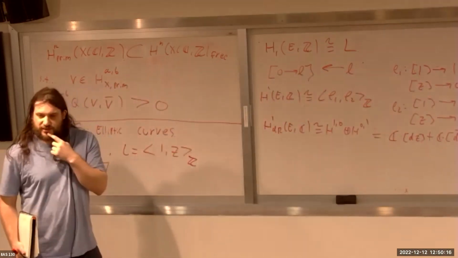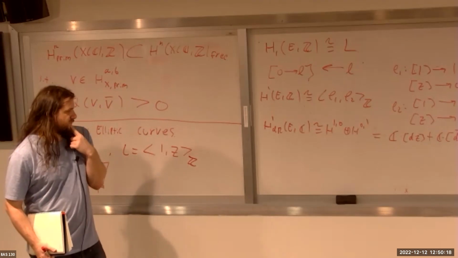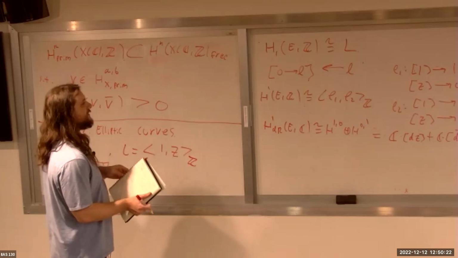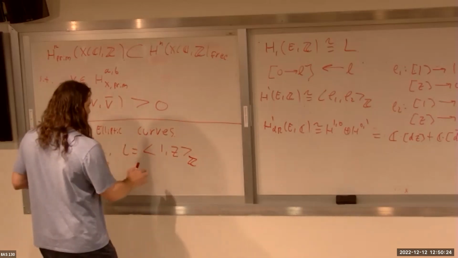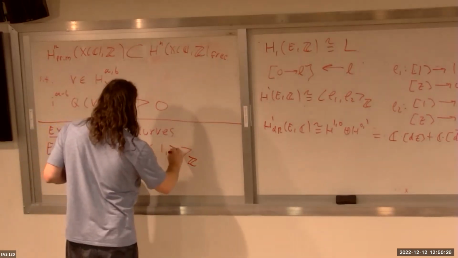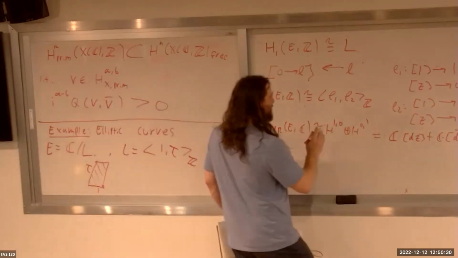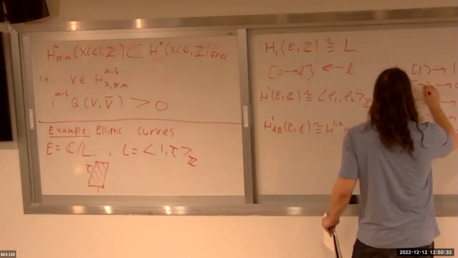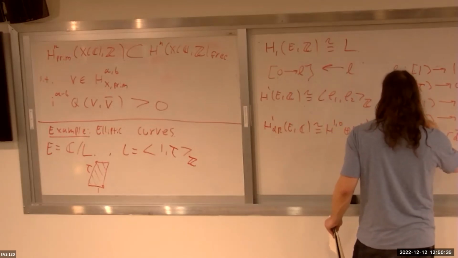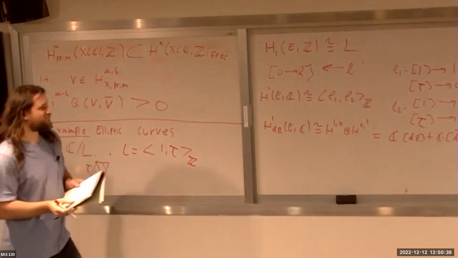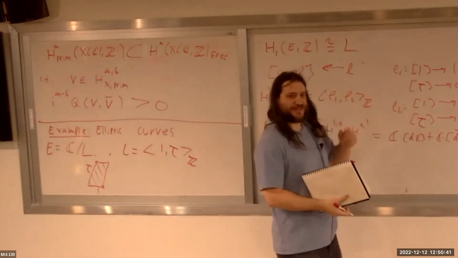I'm sorry? It's not the same. Oh, it's not the same Z. You're right. Yeah, let me make this a tau. Sorry, somebody just expressed dissatisfaction. That's very sensible. Okay, I think that's all I have to change. Thank you. Let's make Z the coordinate and tau the actual complex number.